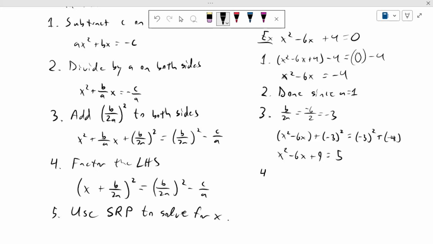All right. Now we factor the left-hand side. And now remember, it always factors as x plus b over 2a, quantity squared. So this left-hand side, we don't even need to think about it. This is just going to be x plus negative 3, quantity squared, and that's going to be equal to 5. You can check it, make sure it works. It does. And now, of course, I'm going to write this as x minus 3 squared equals 5. It just looks nicer.